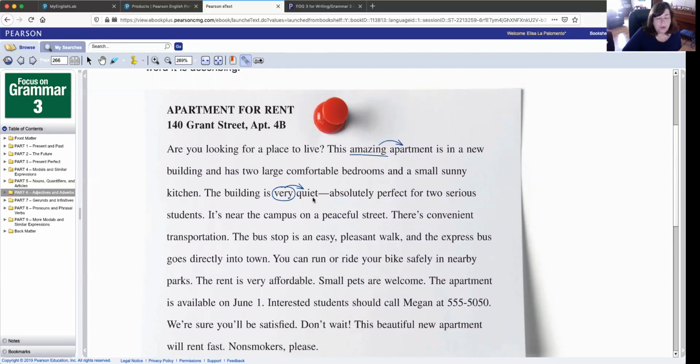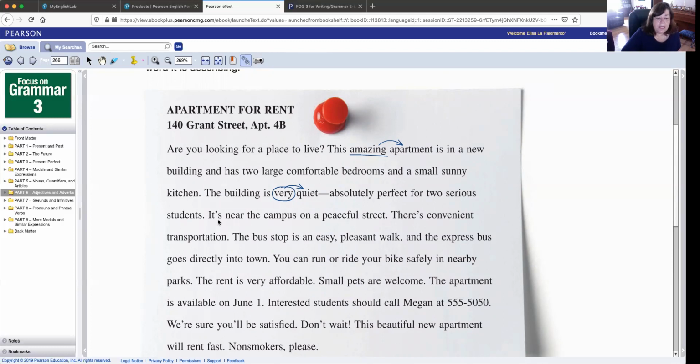The building is very quiet. Okay, now quiet is an adjective, right? But the word very is an adverb, and the word very is describing how quiet, to what degree. So in this case, you're going to circle the word very. Absolutely perfect for 2 serious students. Perfect in this case is an adjective, and it's describing building. It's going back here, okay?